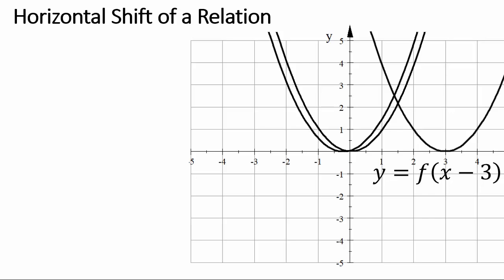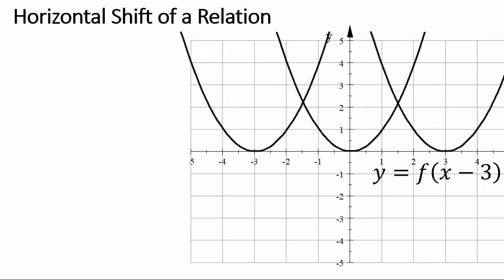So again, if you go to the left 3, what do you think the equation would be? You would have to replace the x with x plus 3. Now here we cannot do any algebra and move it to the other side like we did with the y, because it's stuck inside the input brackets of the function.